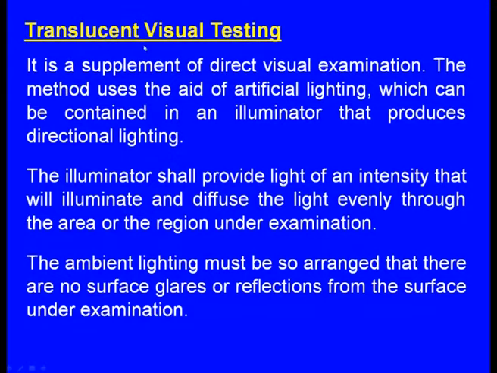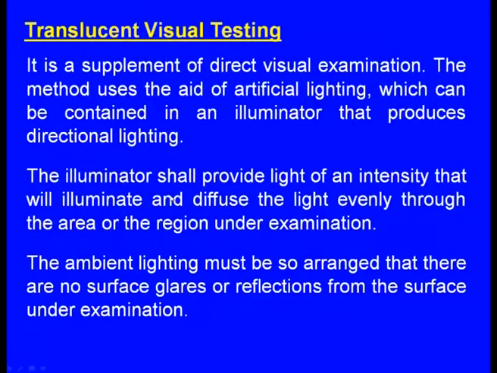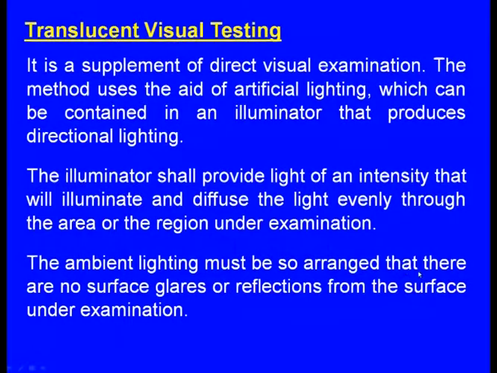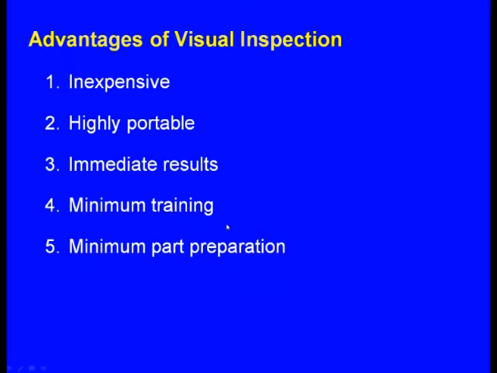Next one, translucent visual testing. It is a supplement of direct visual examination. The method uses the aid of artificial lighting, which can be contained in an illuminator that produces directional lighting. The illuminator shall provide light of an intensity that will illuminate and diffuse the light evenly through the area or the region under examination. The ambient lighting must be so arranged that there are no surface glares or reflections from the surface under examination.